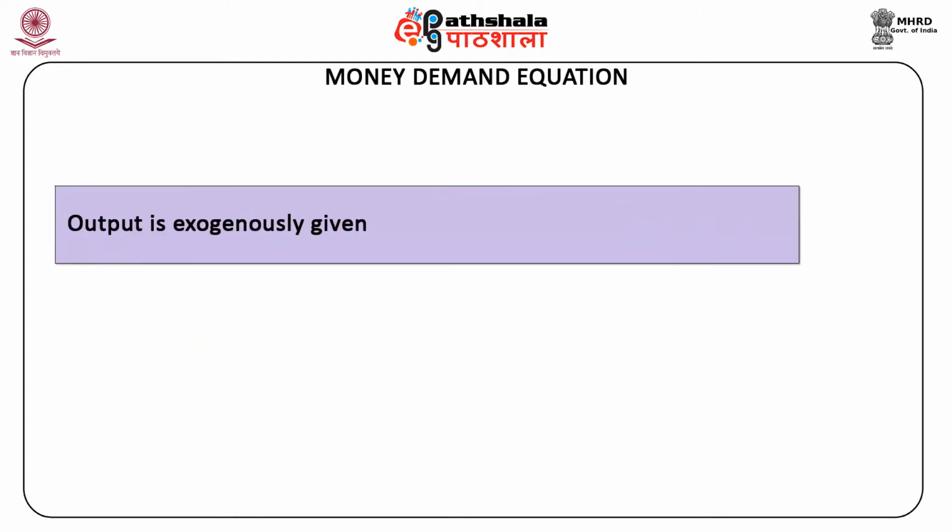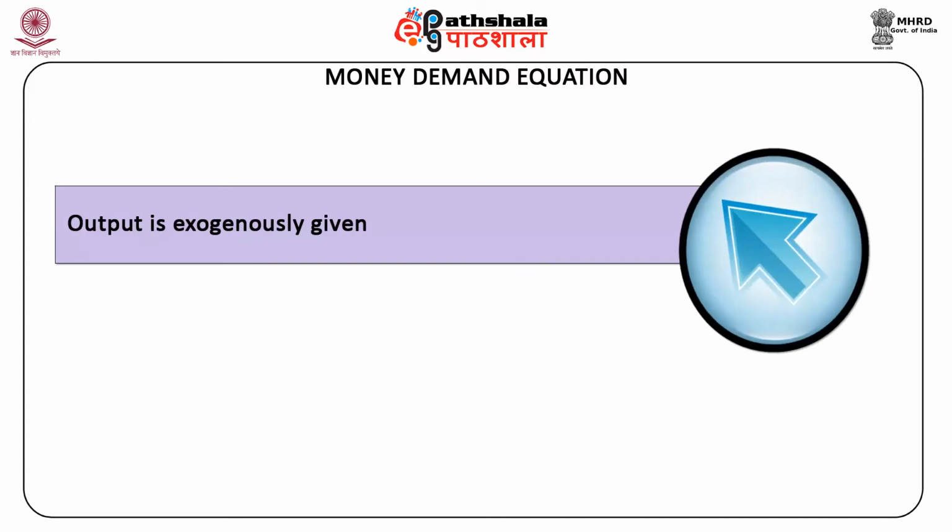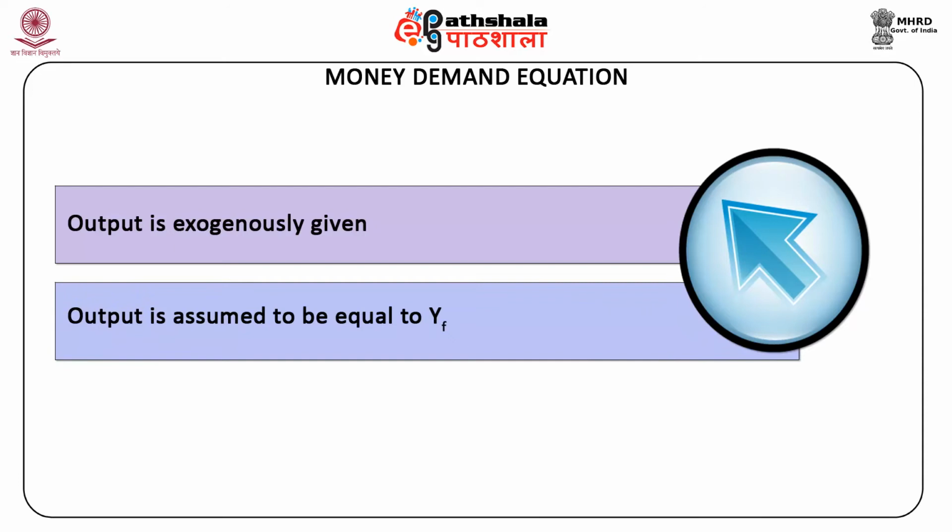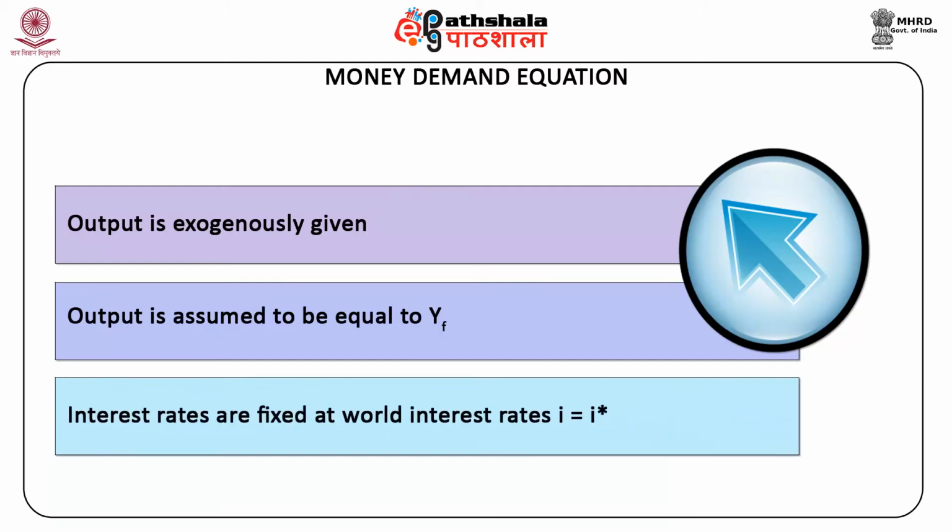Note that output is exogenously given as the economy is operating in the long run, where it is at full employment level. So, output is assumed to be equal to YF, the full employment level of output. Moreover, interest rates are fixed at the world interest rates, or I = I*, where I* is the world interest rate. Prices are flexible in the long run. Thus, the only factor that can affect the demand for nominal money balances in the long run is the domestic price level.